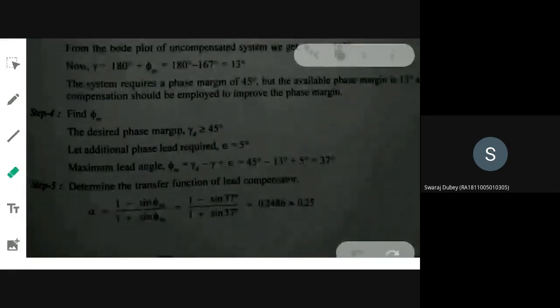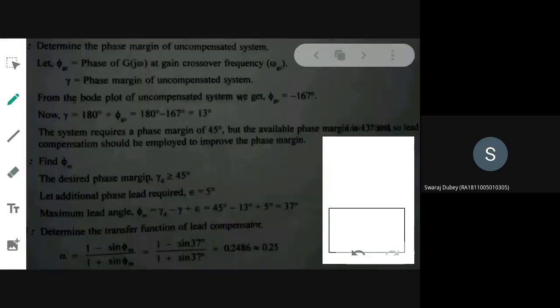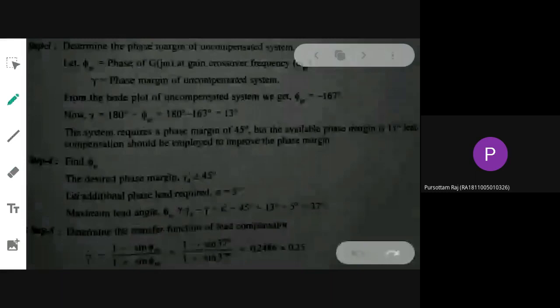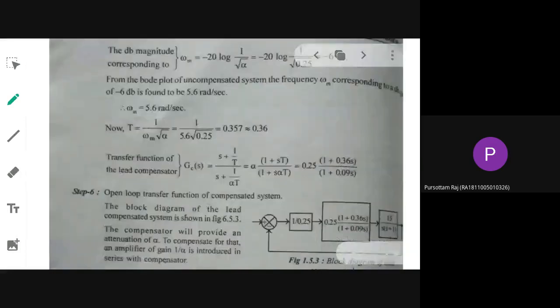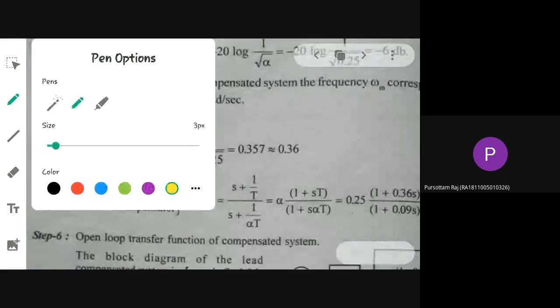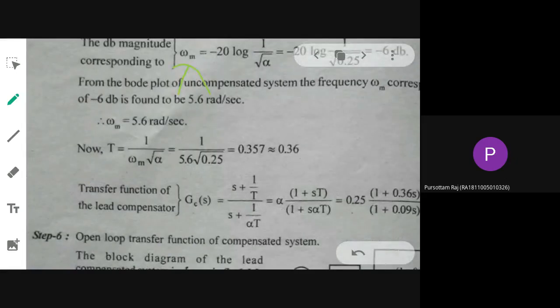You know the omega m formula. What is the omega m formula? I asked you to take down: omega m equals 1 by T root alpha, that is, 1 by T times the square root of alpha. If you cross multiply, alpha is known to you and T I want to know. So omega m is another thing I want to know. So the next question is, what is the magnitude at omega m?